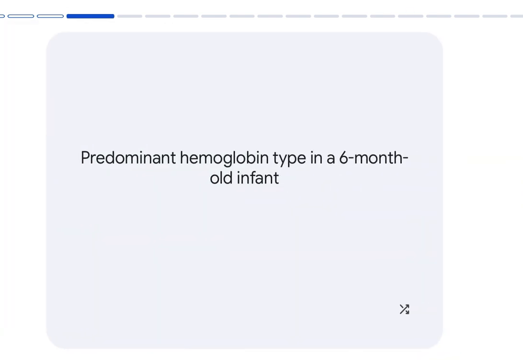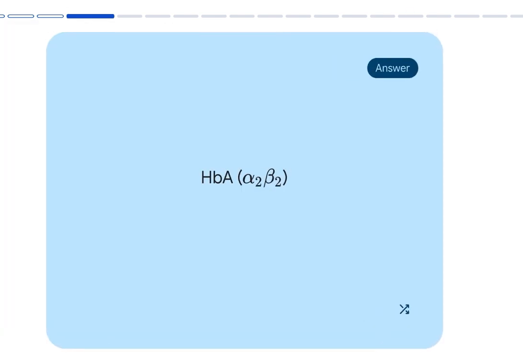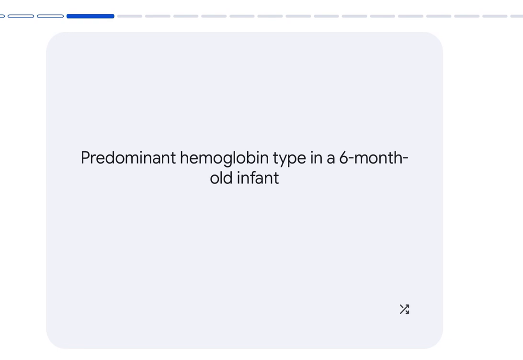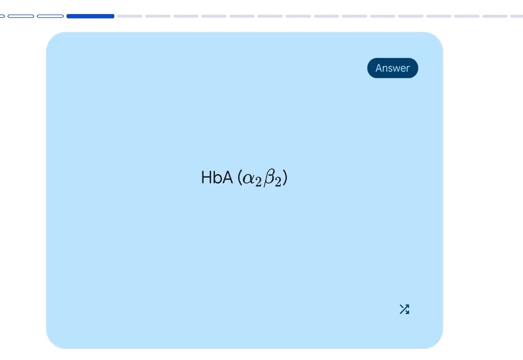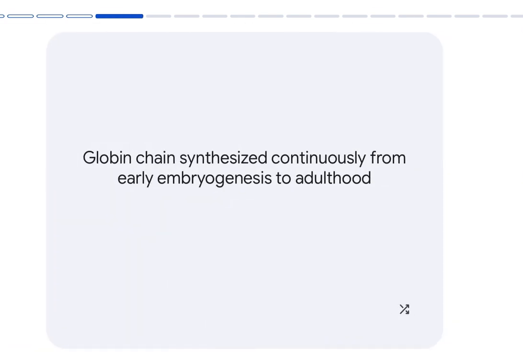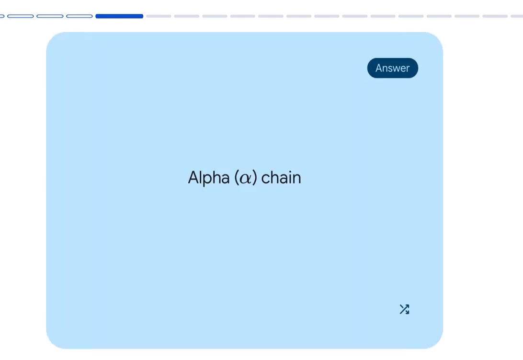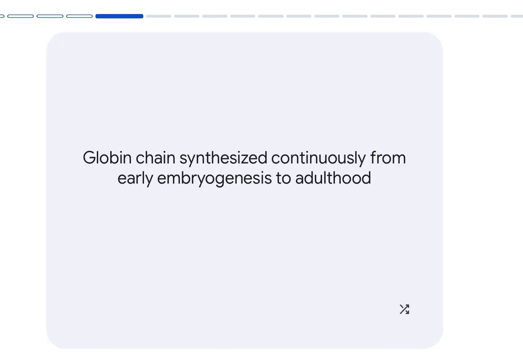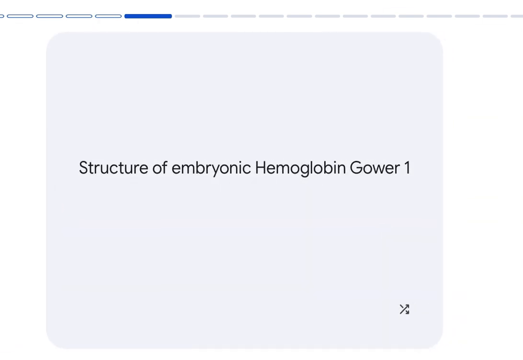Predominant hemoglobin type in a 6 month old infant is HbA, that contains alpha 2 and beta 2 chains. Then the globin chain synthesized continuously from early embryogenesis to adulthood is the alpha chain. So it will be present in embryogenesis as well as in adulthood.